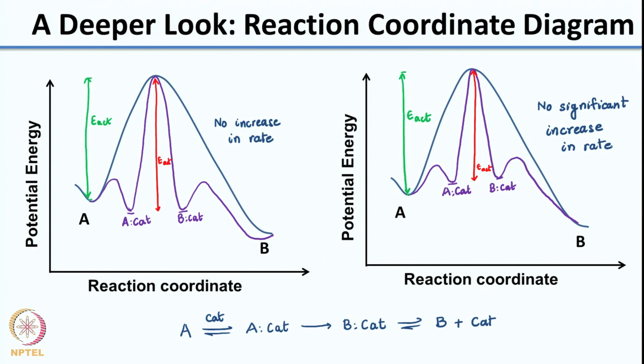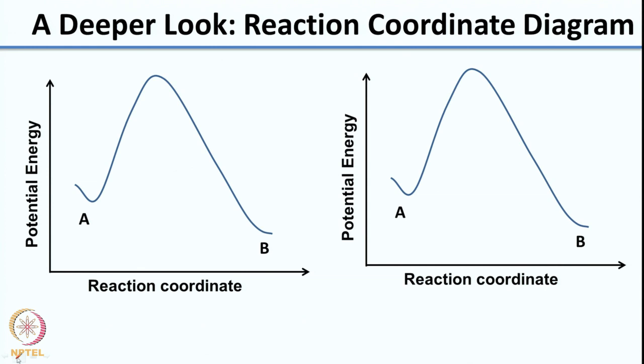Now, let us look at two different scenarios. So in this case, again I will write the generic equation below to help you. So the generic equation is A getting complexed with the catalyst. So you are adding the catalyst, and then you have A going to B. Again B is bound to the catalyst, and then you have dissociation of B and the catalyst. So this is the process we are interested in, A catalyst going to B catalyst.